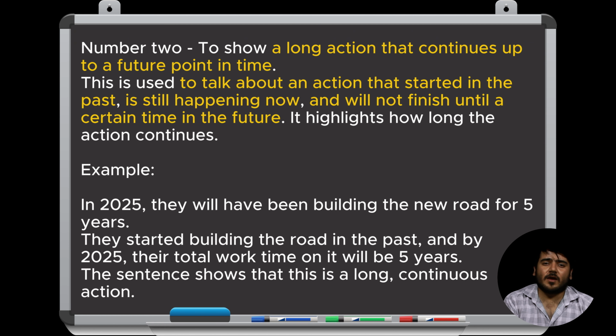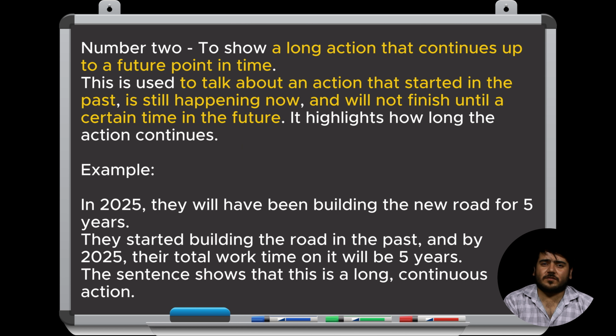Number 2, to show a long action that continues up to a future point in time. This is used to talk about an action that started in the past, is still happening now, and will not finish until a certain time in the future. It highlights how long the action continues.